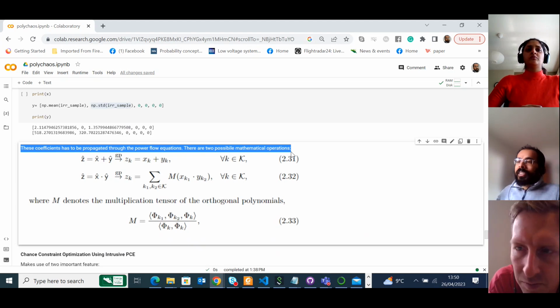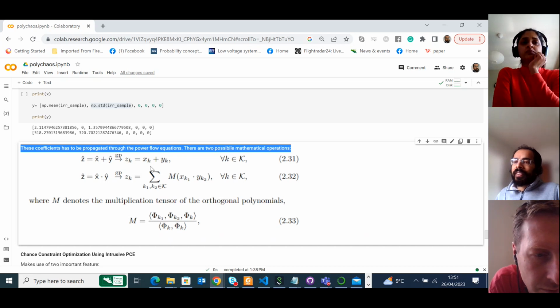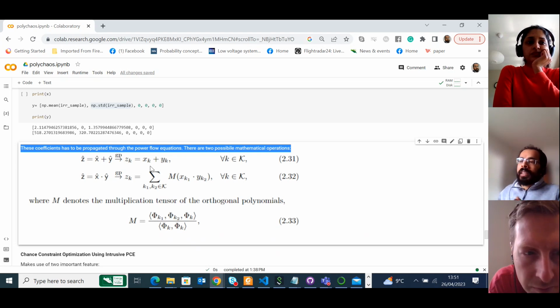Most of our power flow equations are basically addition of the linear terms or multiplication of the quadratic terms. So if it is addition, it is simple. If z equals x plus y is the equation, then your coefficient will also be just the sum. For example, if it is Kirchhoff's current law, I1 plus I2 plus I3 equals 0, then you just write the same equation for each coefficient.